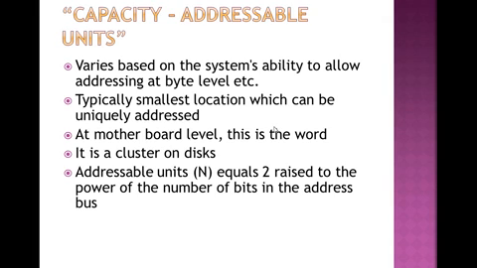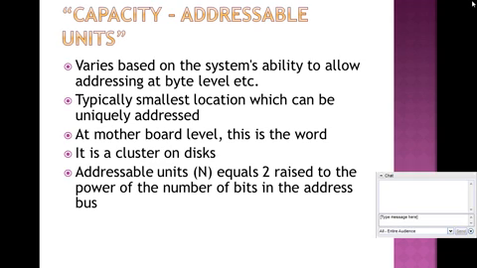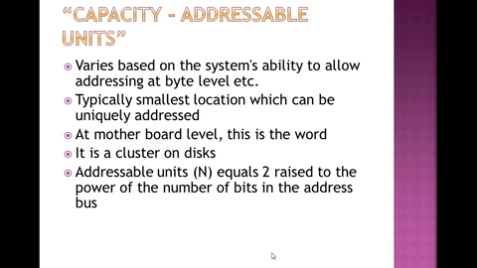Then capacity, addressable unit, that is the characteristics of the memory capacity with respect to the addressable unit. The first point says it varies based on the system ability to allow addressing at the byte level. The next point says typically the smallest location which can be uniquely addressed. That is, the memory has a smallest location which can be uniquely identified or uniquely addressed. At the motherboard level, this is the word, that is the word stored in the computer memory. On the disk, it is a cluster.